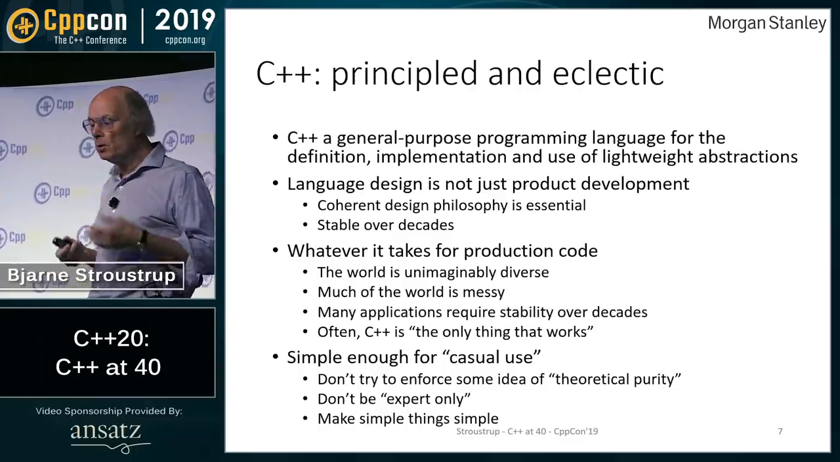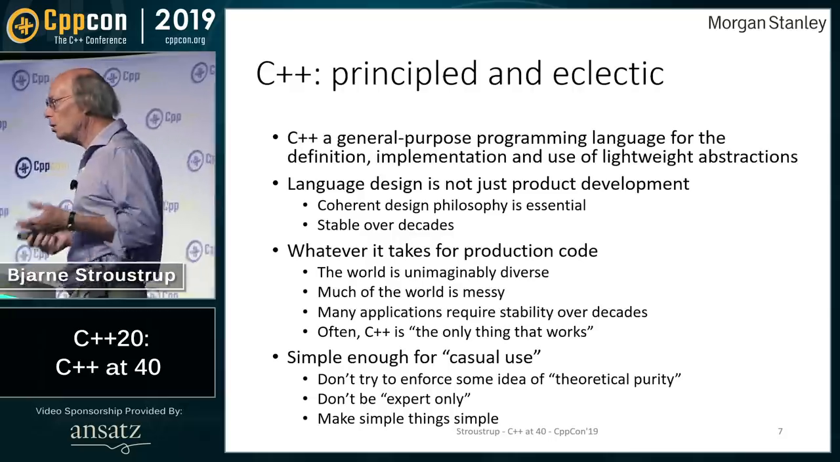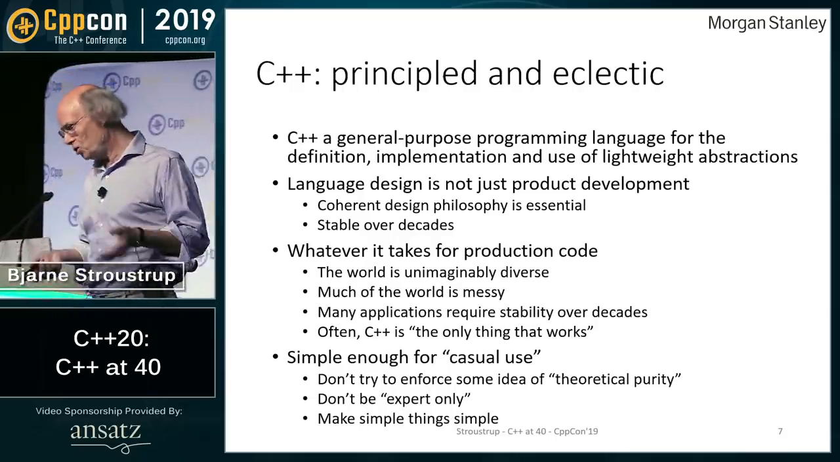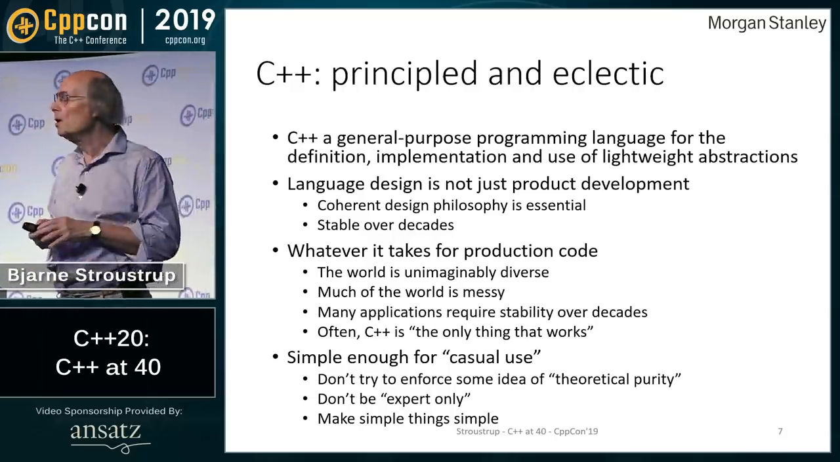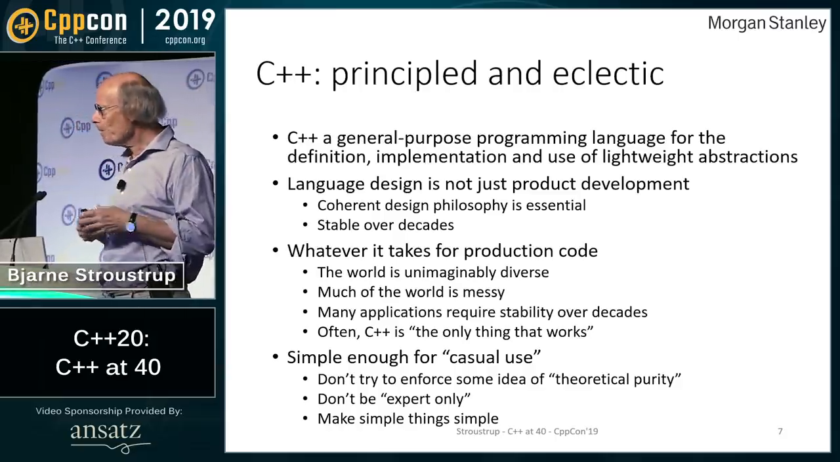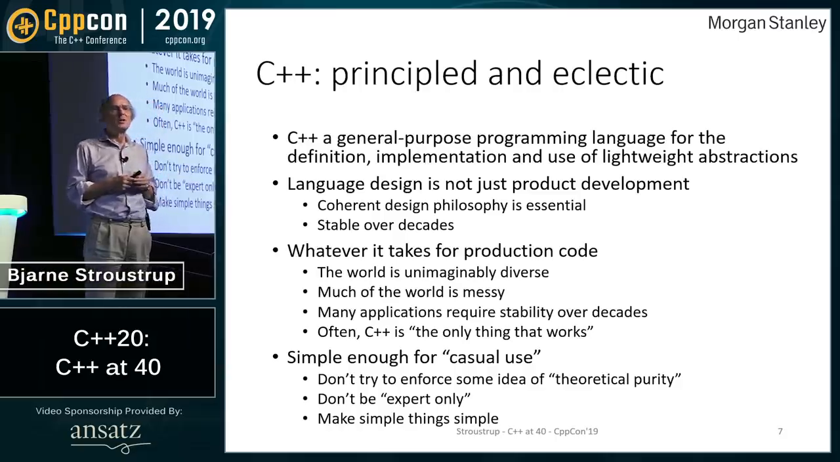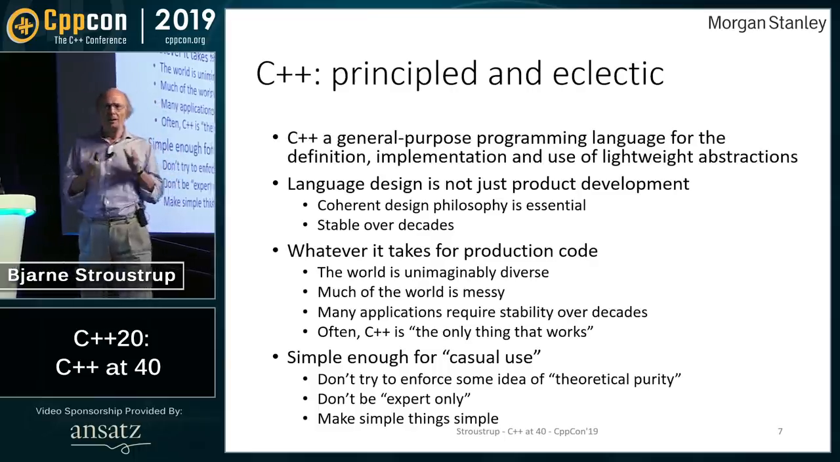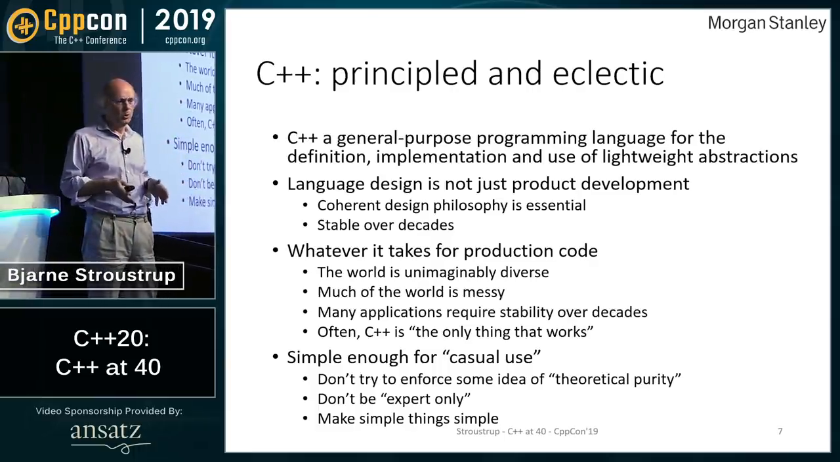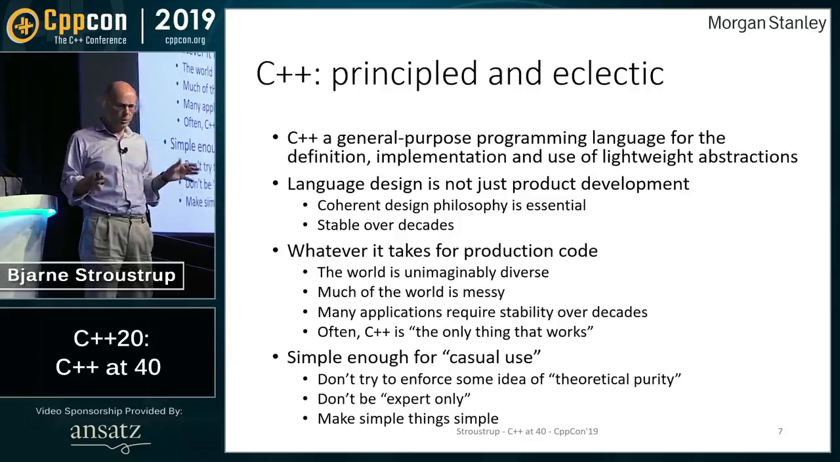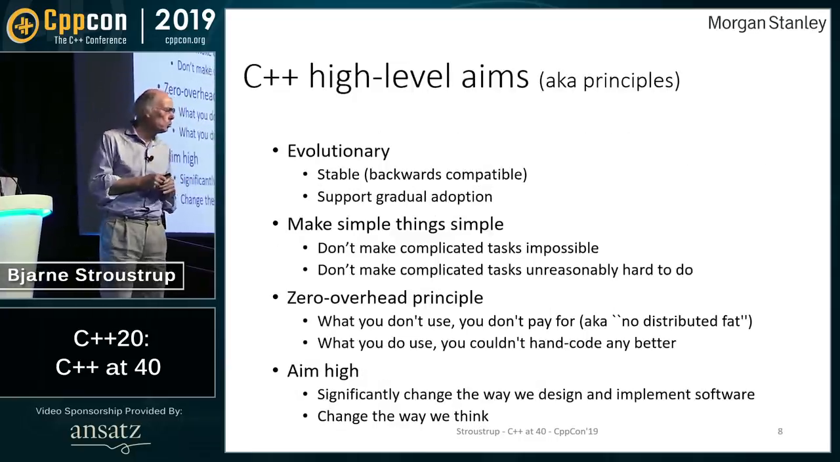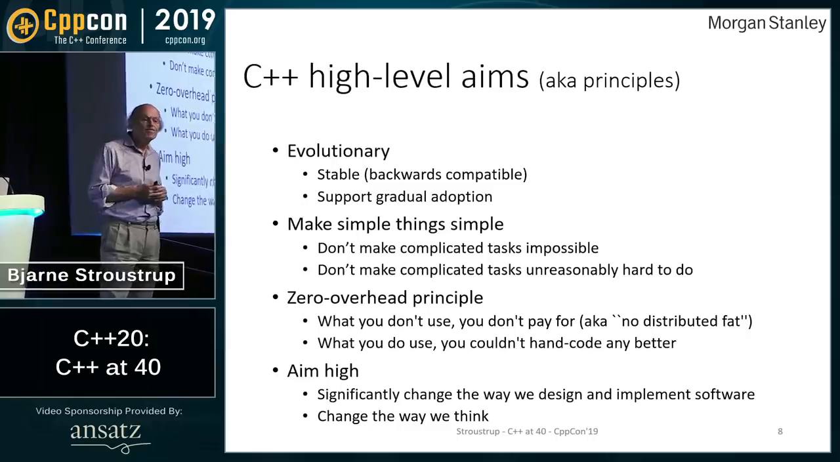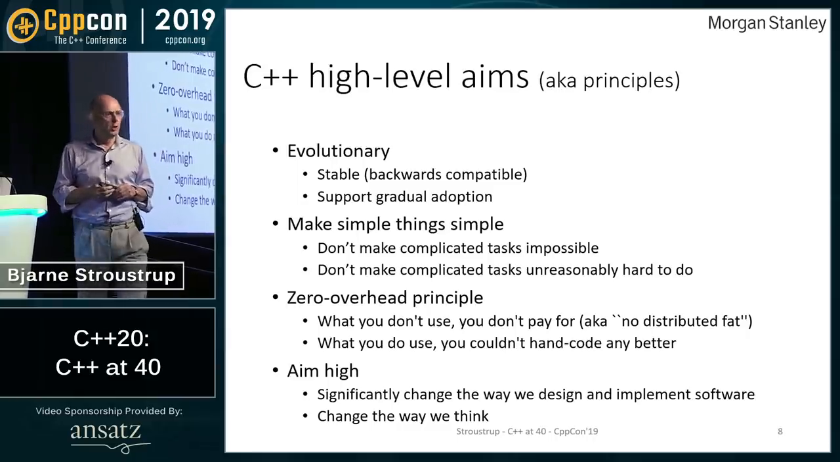We should not try to enforce some kind of idea of theoretical purity. The theories change over the years, for starters, and I've never seen a philosophy that covered absolutely everything that everybody needed in the C++ community. It's eclectic yet principled. So that's what we're going to do. So, high-level aims. C++ is evolutionary.